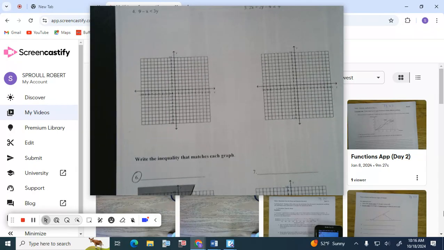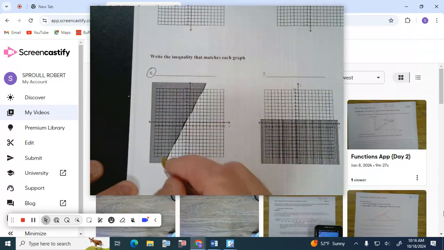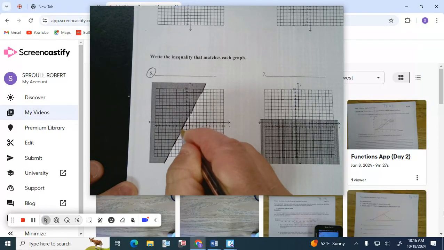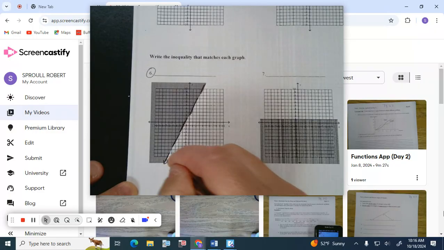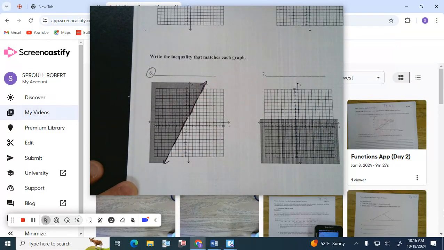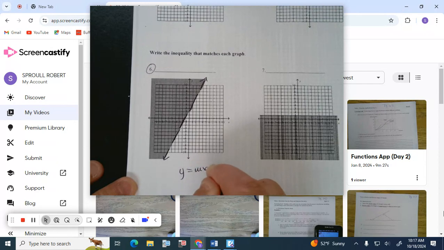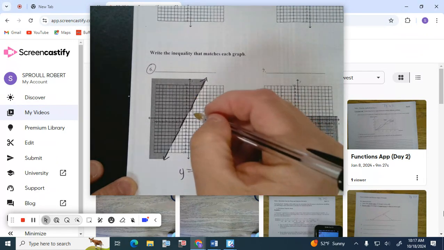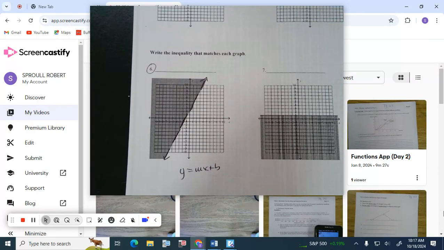So on page 40, let's go down to number 6, where they give us the inequality already. I'm going to assume these are dashed lines, so everybody make clear dashed lines there. So that's dashed. We'll put some arrows on there. First thing I'm going to do is find the equation of that line. So I'm just going to think of y equals mx plus b first. I'm going to look at that and say to myself, okay, what is my slope? What is my y-intercept? And that's going to help me figure out the actual equation of that line.